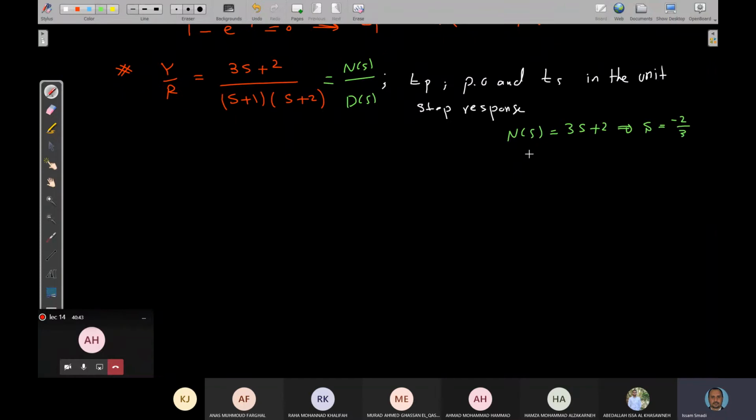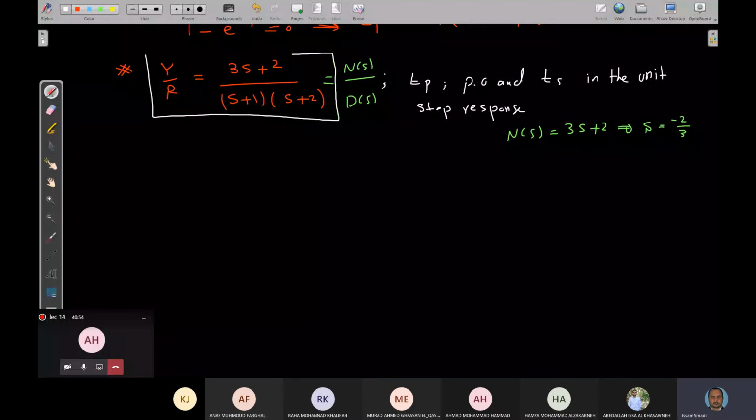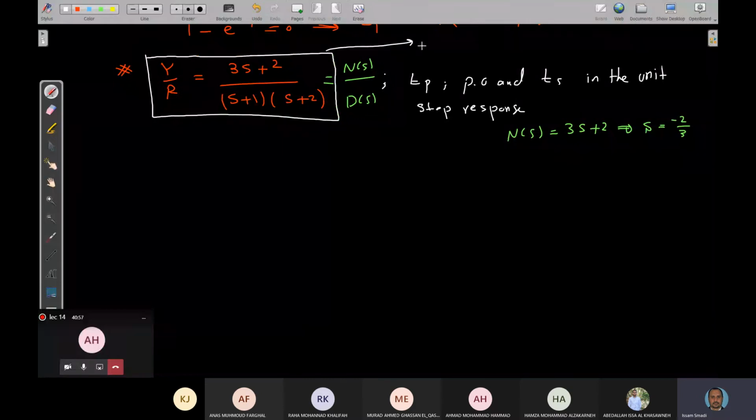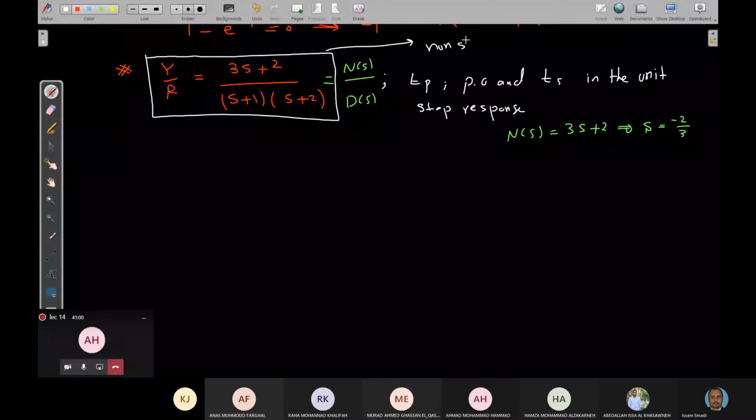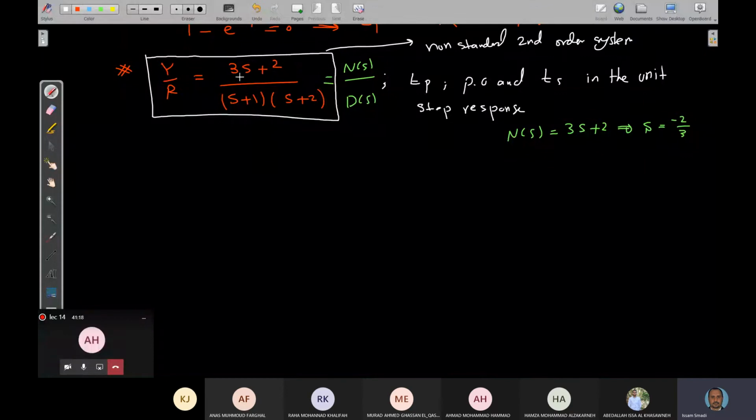So in this case, this system is called non-standard second order system. Why? Because I'm having a 0 in the system. So in this case, the 0 actually has effect on the transient response. It will change slightly the peak time, the rise time, and the settling time.